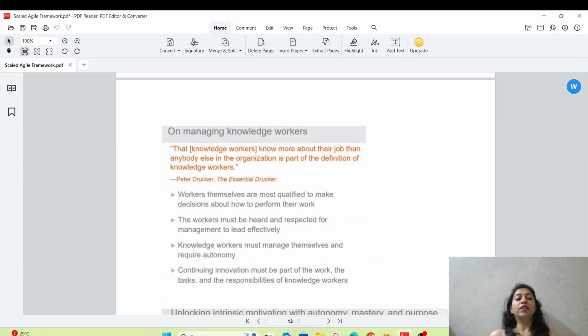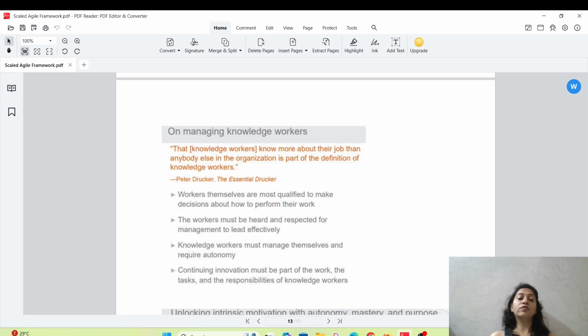Yeah, next is managing knowledge workers. What exactly is it? Knowledge workers know more about their job than anybody else in the organization, of course. That's why we are specialized in some factors, right? This is part of the definition of knowledge workers. Workers themselves are most qualified to make decisions about how to perform their work. The workers must be heard and respected for management to lead effectively.